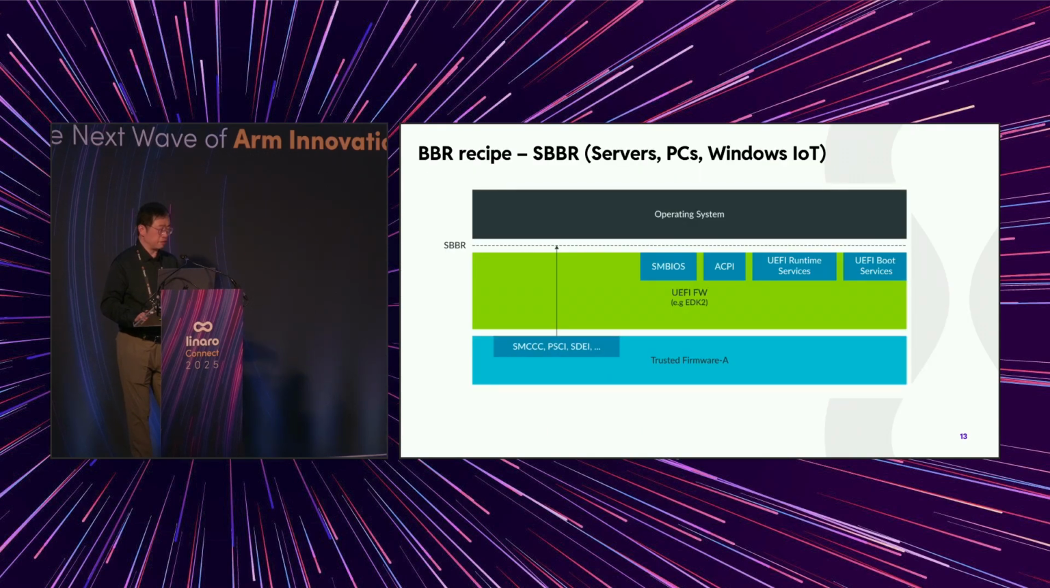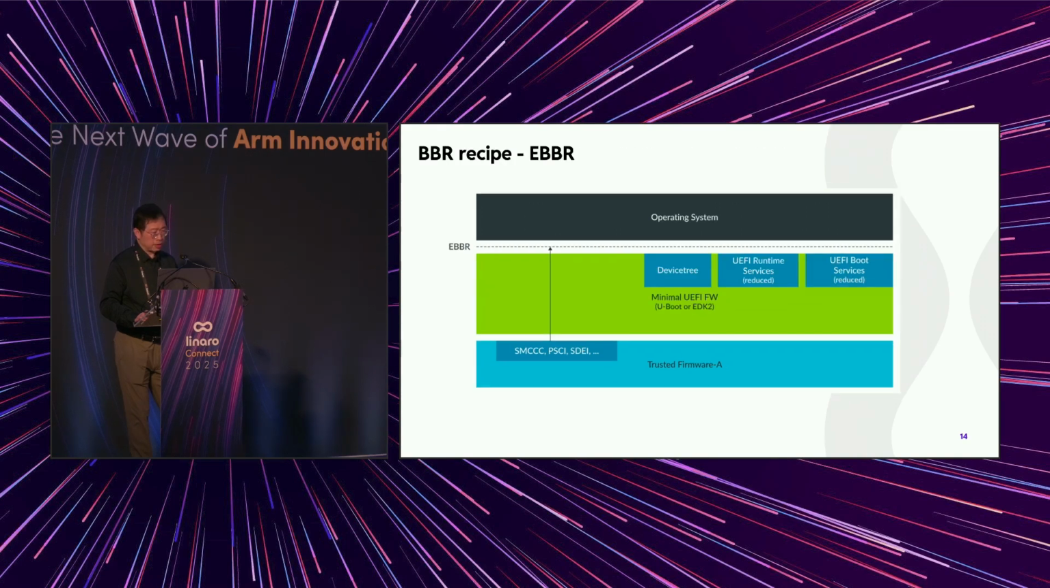This is just a visual diagram of what these different recipes are. The major one, as I mentioned, is SBBR, which is for servers, PCs, and Windows IoT. So this is UEFI, ACPI, and SMBIOS, plus a few of the ARM-specific interfaces like PSCI and SMC, right? And then you also have the EBBR recipe, where I mentioned UEFI and device tree, with the SMC and PSCI as well.